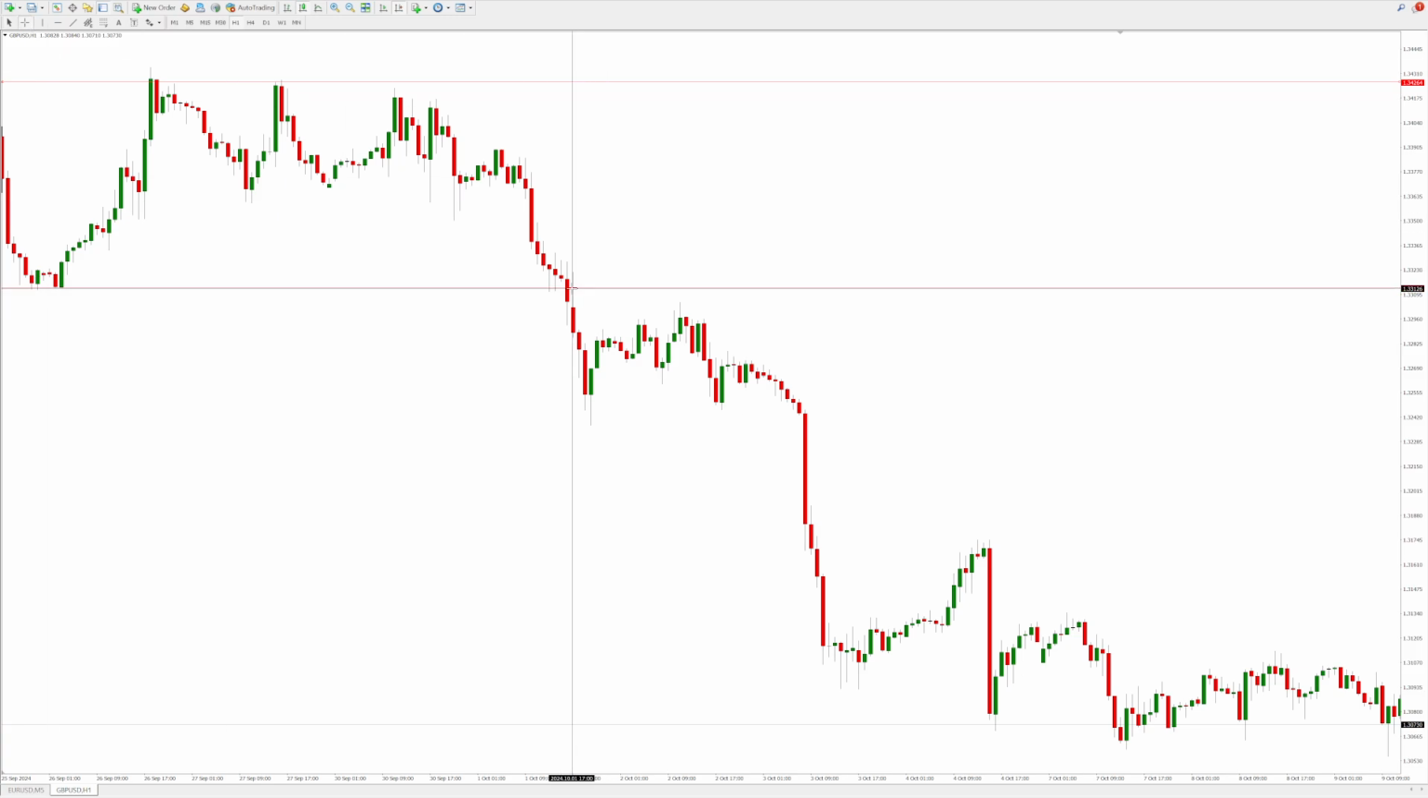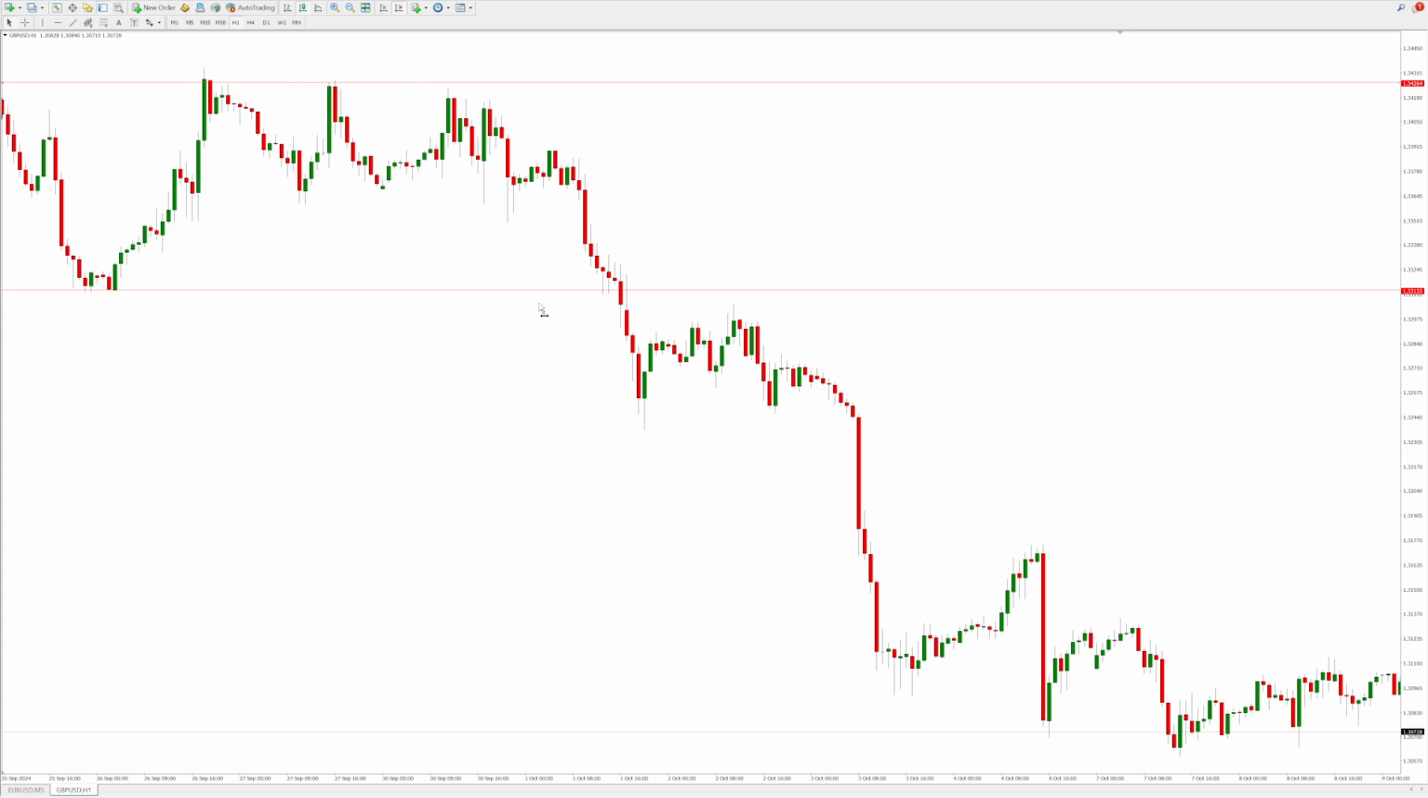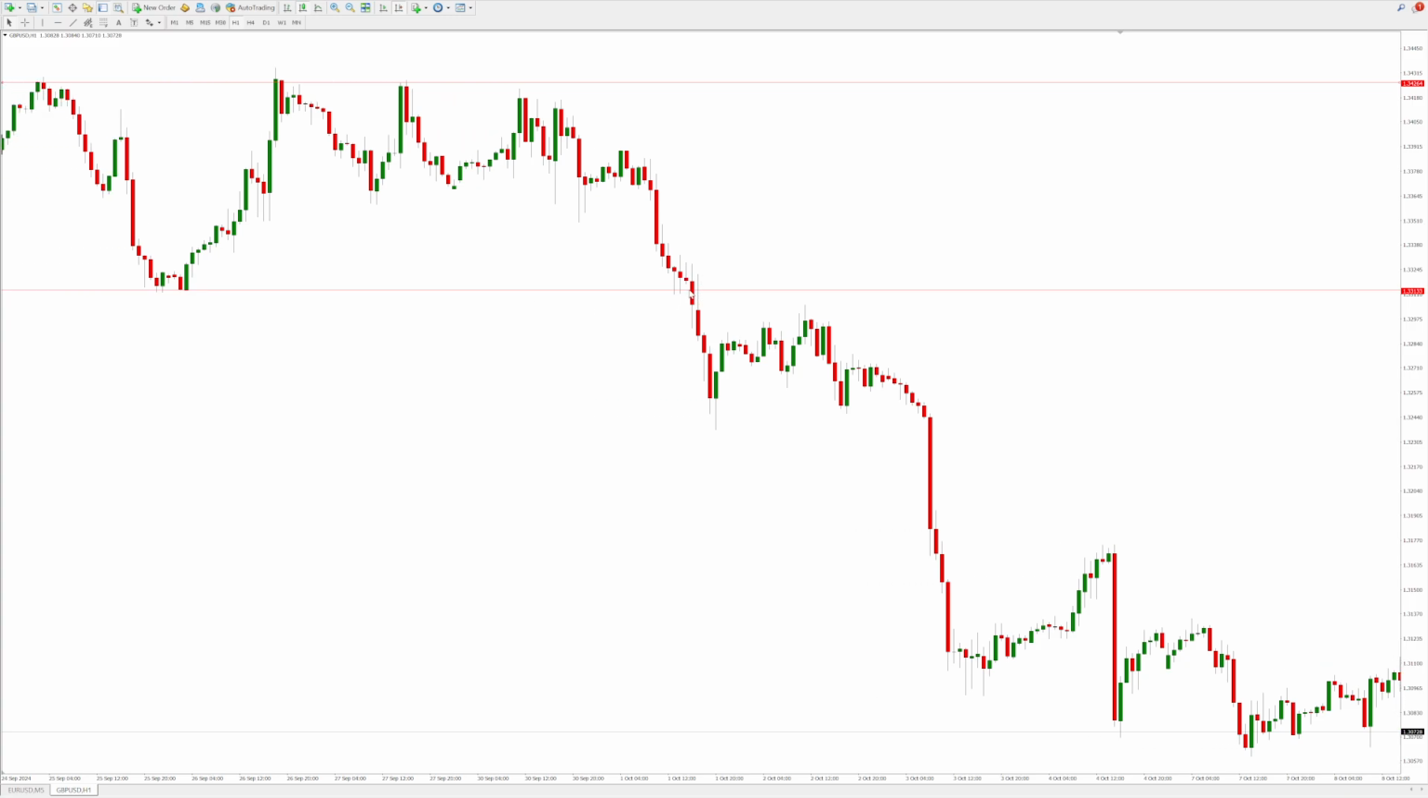So here you can wait for the breakout. The good thing about this is you don't necessarily need to be at your charts waiting for the breakout. You could place a pending sell order here, which would get you into the trade without needing to be at your charts.